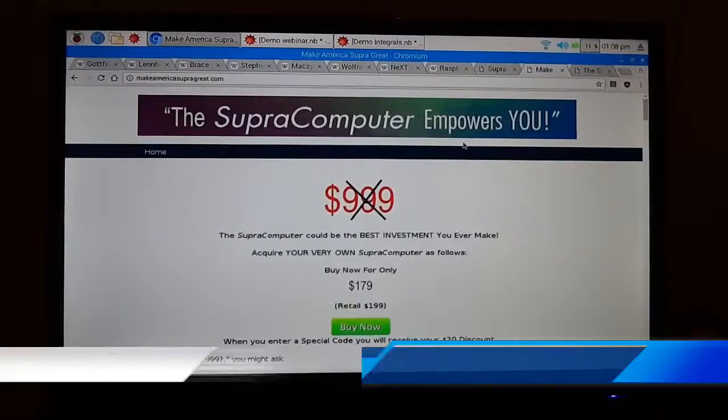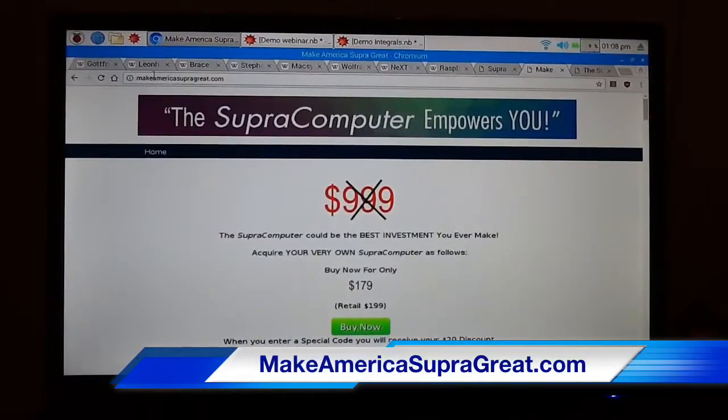So we put together a website. It's called MakeAmericaSuperGreat.com. Now, some people see that, they don't like it because they don't like Donald Trump. Well, remember, I said make America super great. What that means is beyond great. We think America's already great.